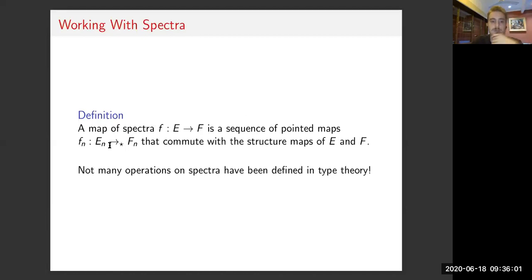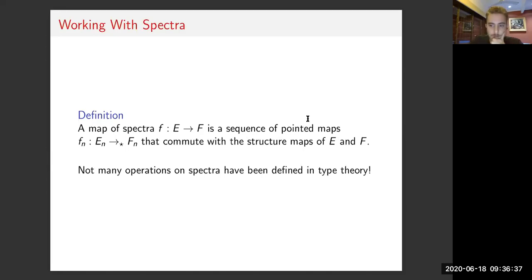So we need a bunch of appropriate diagrams to commute. And now this is a huge amount of data to specify a map of spectra, because not only do you have all of the pointed maps, which individually need to be checked to preserve the point, but then you also have all the data of all of the homotopies showing that the squares commute. So this gets very unwieldy, and not many of the typical operations on spectra, which we might like to do, have been defined in type theory, I think because it gets too complicated too quickly.